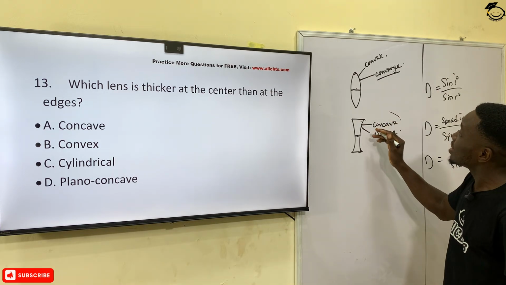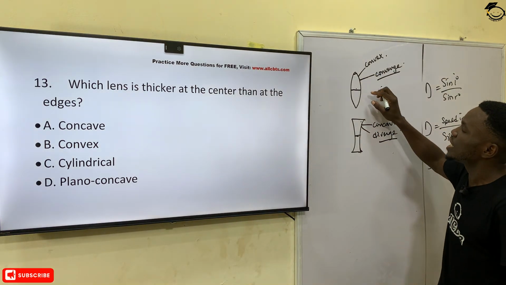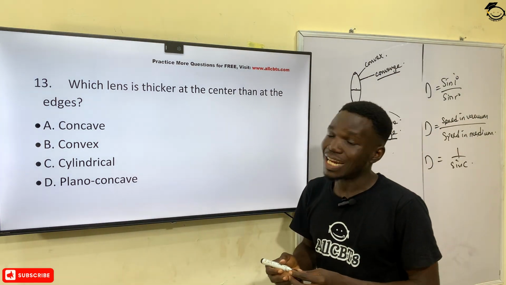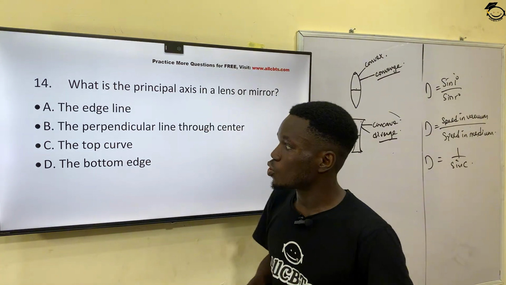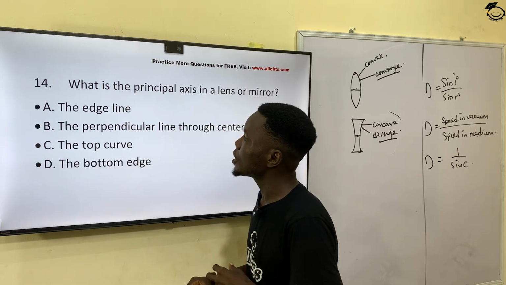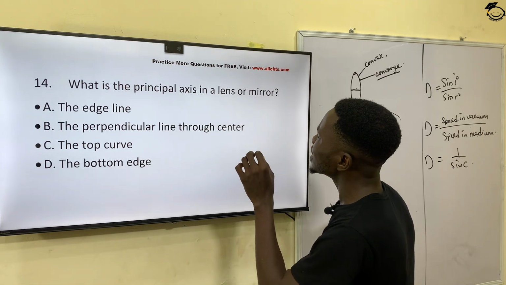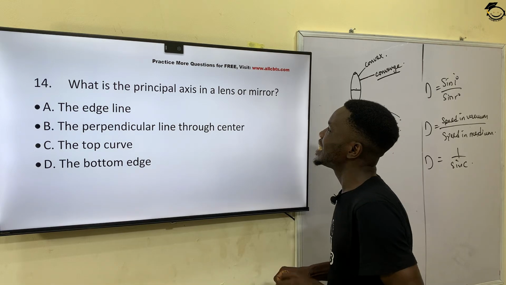So the lens that has a thicker center than the edges is the convex lens. And that is option B. So that takes us to question number 14, which is, what is the principal axis in a lens or a mirror?